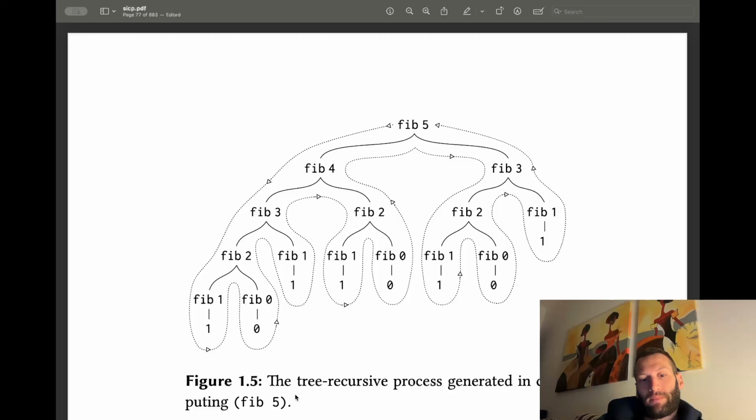As you can see, what I see from this tree is that you are calling two times fib of 3, you are calling two times fib of 2, and three times fib of 2, 1, 2, 3, and here we have a lot of stopping conditions, of course. Basically, all the branches terminate with the stopping condition.